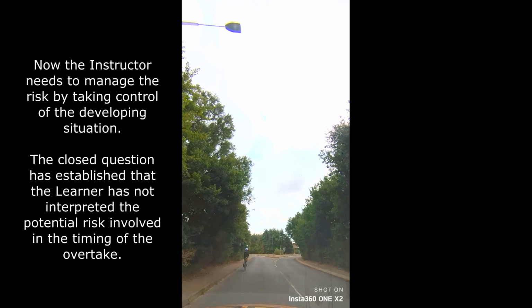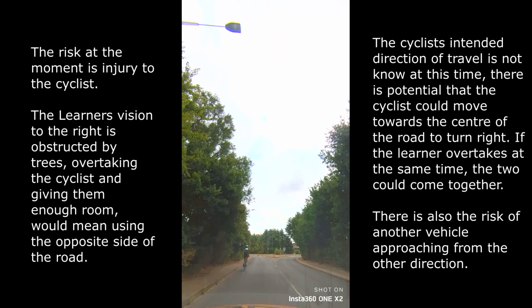The closed question has established that the learner has not interpreted the potential risk involved in the timing of the overtake. The risk at the moment is injury to the cyclist. The learner's vision to the right is obstructed by trees. Overtaking the cyclist and giving them enough room would mean using the opposite side of the road.